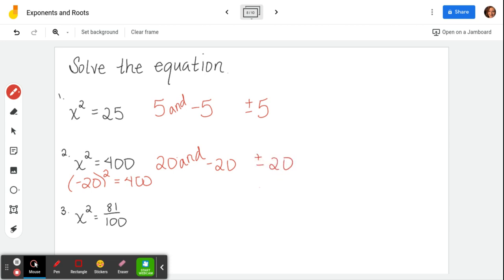No different for the fraction ones. The square root of 81 over 100 would be 9 over 10. But I could also plug in negative 9/10 to that equation and get the same positive 81 over 100. So you can write them both out or you can say positive and negative 9/10.